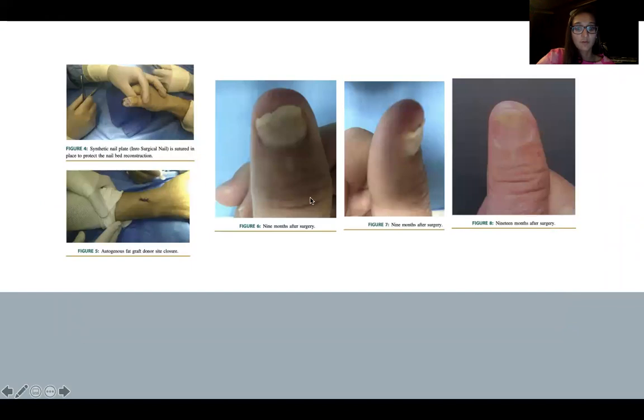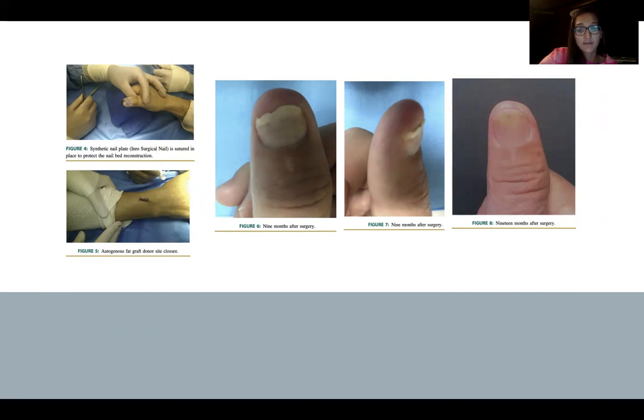So in figure 4, you can see a synthetic nail plate that was sutured in place to protect the repair. And in figure 5, you can see the autogenous fat graft donor site was closed and the patient was placed into a thumb splint after surgery. And then in figure 6, the synthetic nail was removed at 6 weeks following the reconstruction procedure.